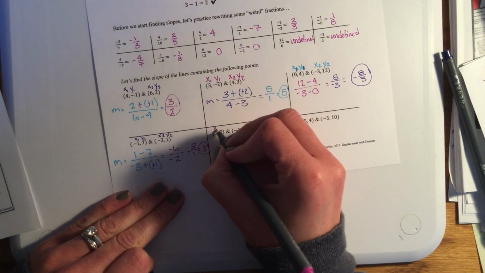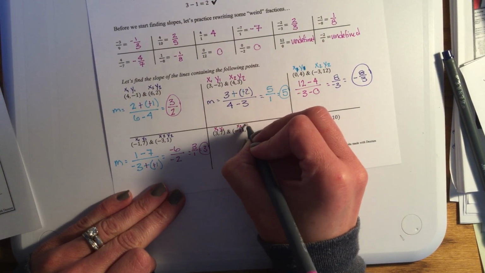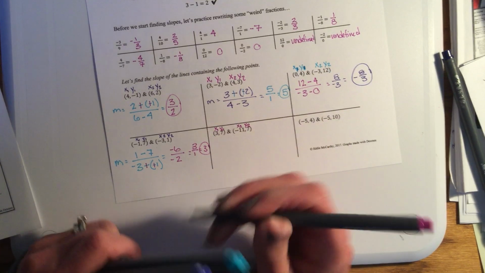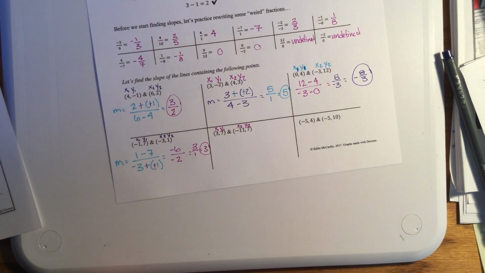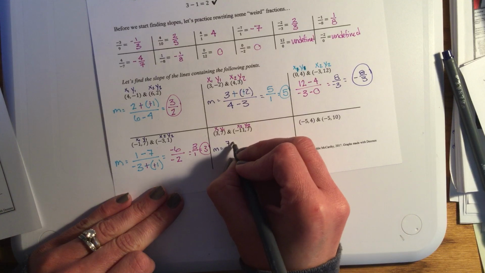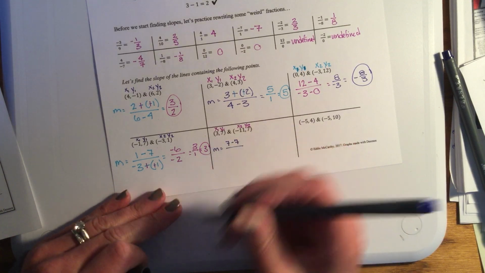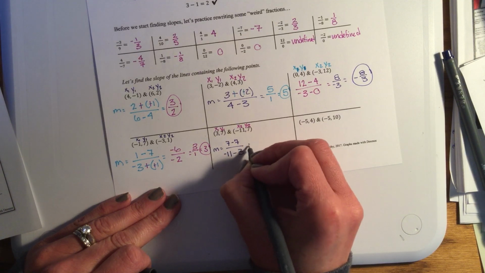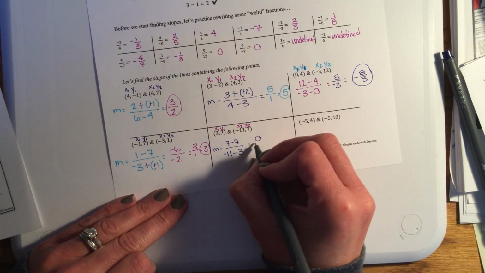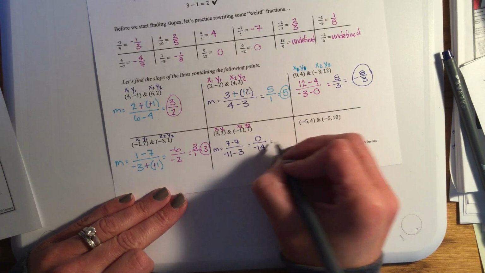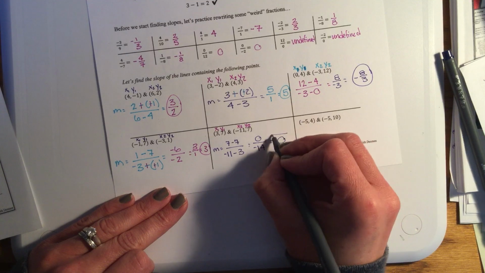Your next one, x1, y1, x2, y2. So we have 7 minus 7 on the top. Then on the bottom, I have -11 minus 3. 7 minus 7 is 0. -11 minus 3 is -14. 0 divided by anything is 0.